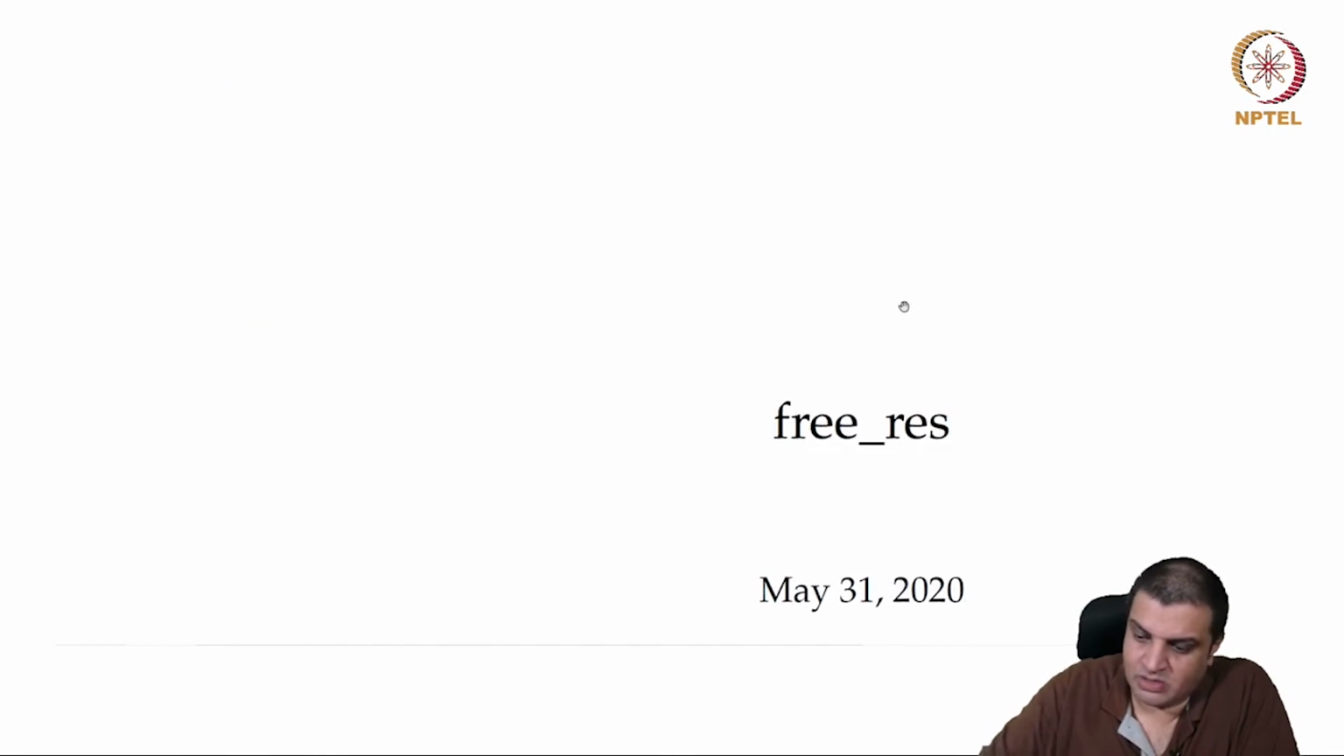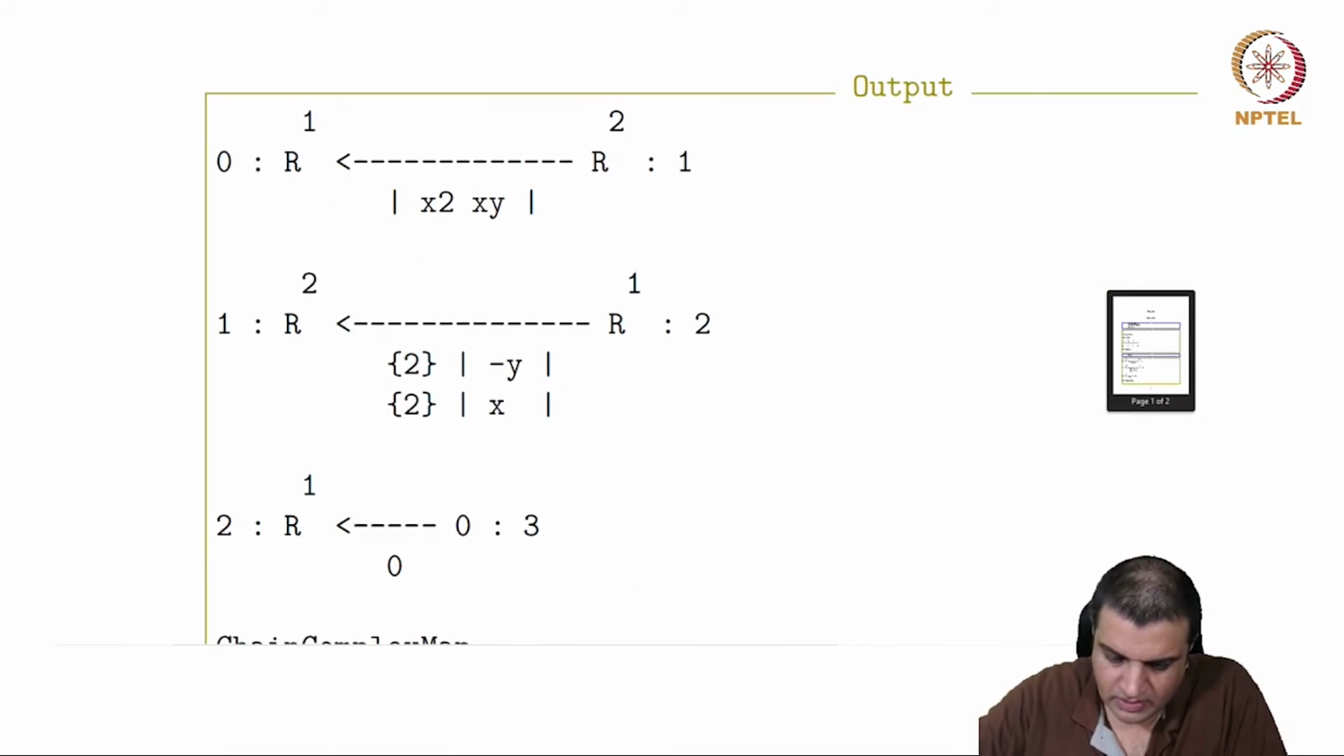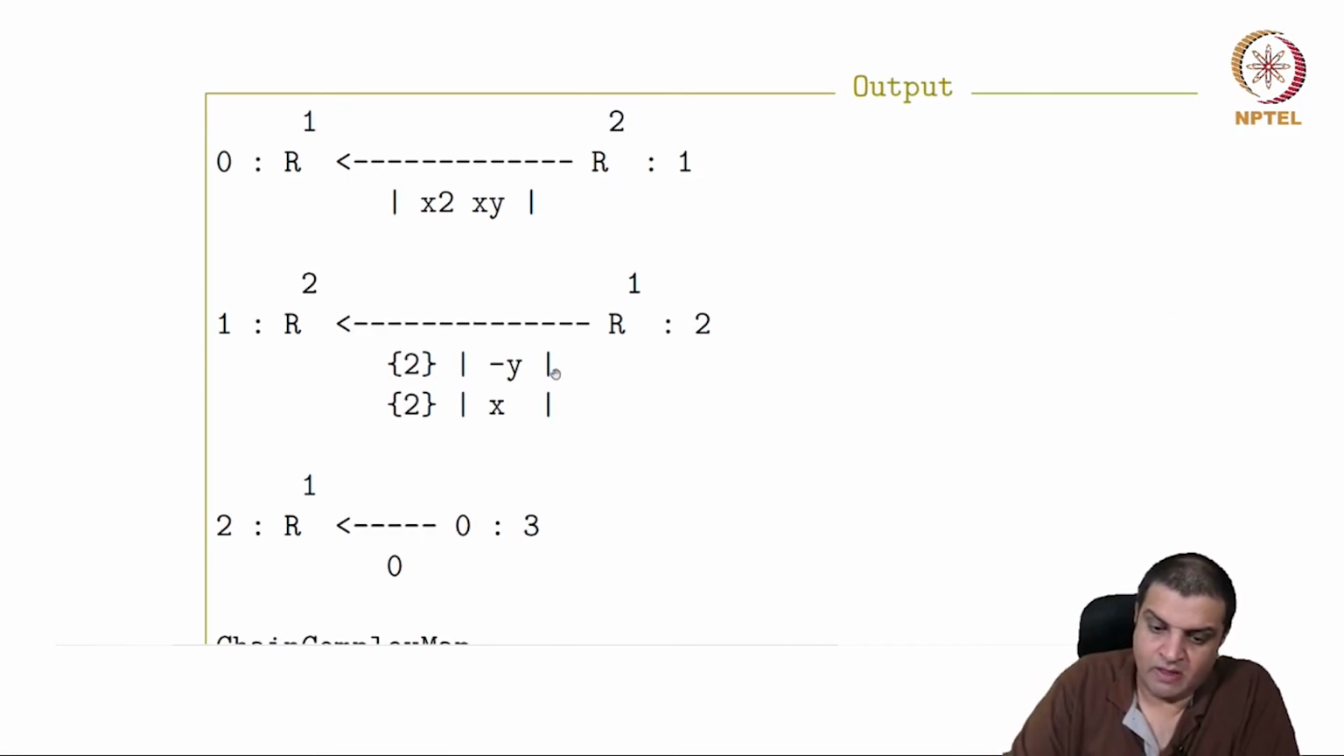And that's exactly what this map says. The kernel of this map is generated by the image of this, and the image of this is minus y times E1 plus x times E2.